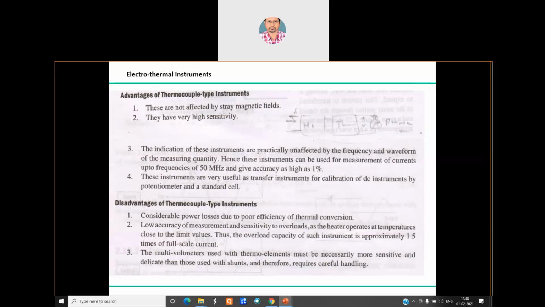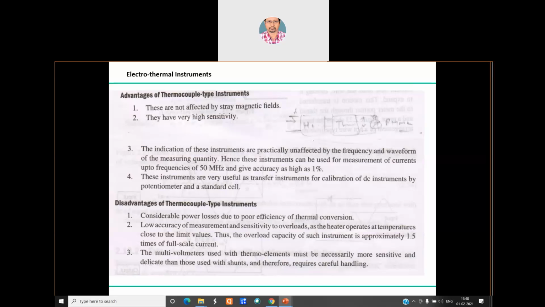These instruments are also very useful as transfer type instruments for calibrating DC instruments by a potentiometer or standard cell, because you are using the PMMC side. Okay, that is the reason they are very useful as transfer instruments. So how many transfer instruments have we seen? Three: the electrodynamometer type instrument, the hot wire type instrument, and this thermocouple type instrument also.